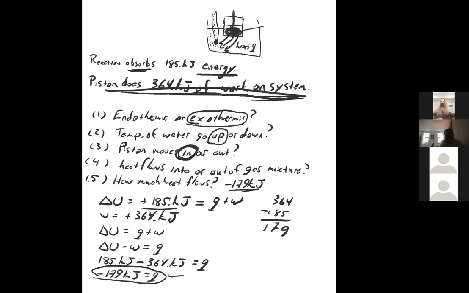And then number 4 says, does heat flow into or out of the gas mixture? Well, that's pretty simple. We already figured out that it's exothermic. So that means that the energy, the heat, remember, not energy, but heat, is flowing from the gases into the water. The water got hotter, right? So that means that it flowed out of the gas mixture.